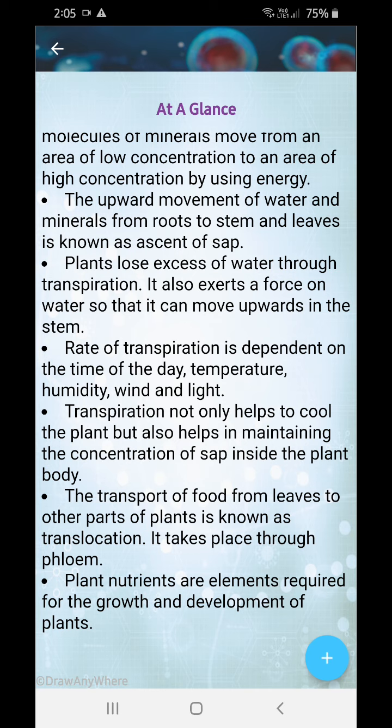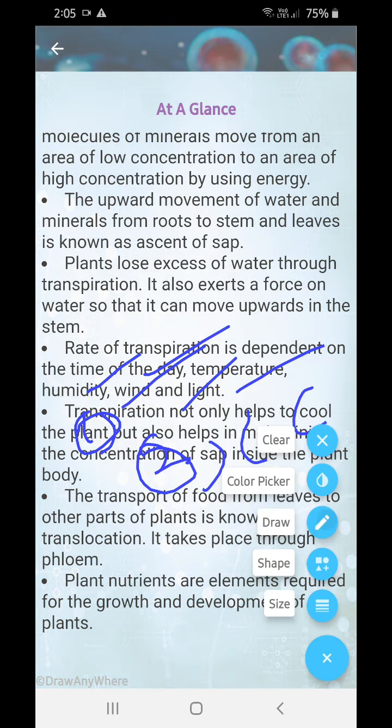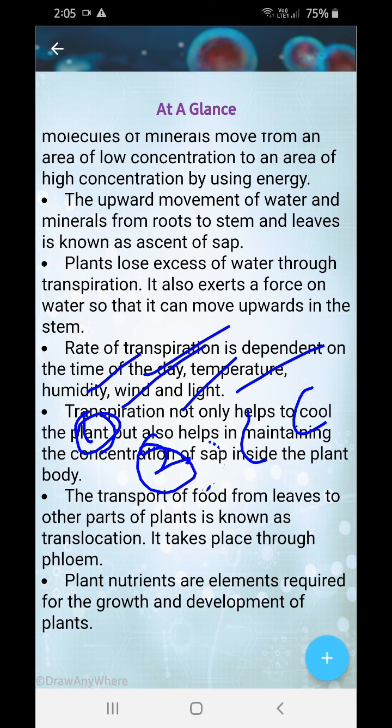Now transpiration is a chemical process, so you know there will be some rate in this process also. Time of the day, temperature, humidity, wind and light. Time of the day, it happens only in days. Temperature, humidity, wind and light. Now see, what are the helpings of transpiration? Transpiration helps to cool the plant, number 1. Number 2, it also helps in maintaining the concentration of the sap. Okay, the bracket is not over here. The bracket is over here.